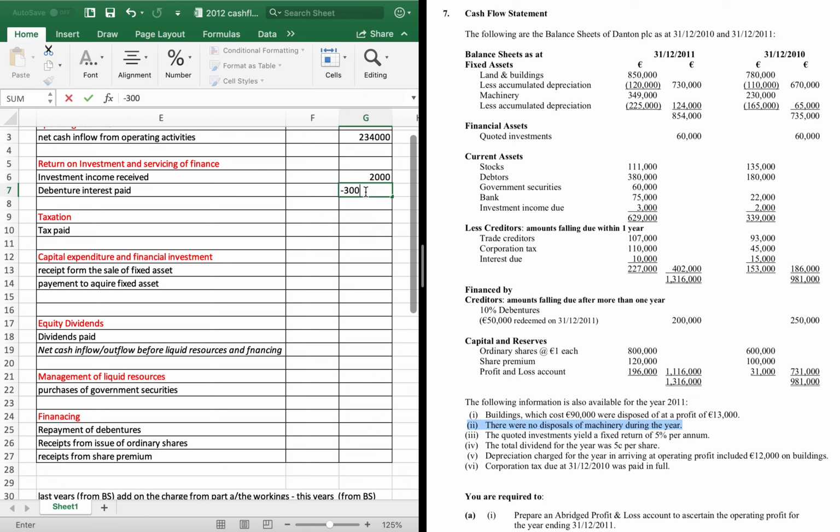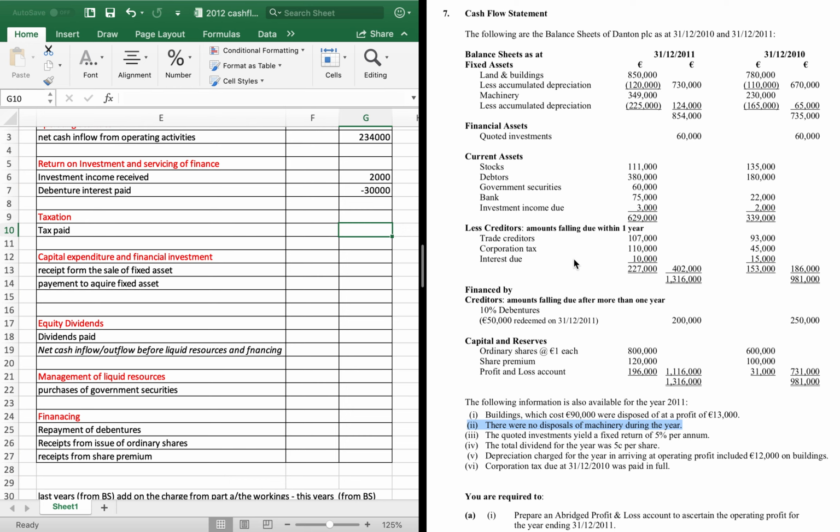We're paying 30,000. So even though we were supposed to pay 25,000 this year, we actually paid 30,000. So we paid off some of what we owed. So we owed 15,000 last year. Now we only owe 10. So we paid our 25 plus an extra 5. Okay. Now we do the exact same thing with taxation.